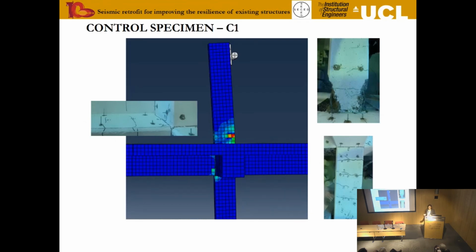With the first control specimen, C1, which is the non-seismically designed structure with slab and transverse reinforcement, we see that our prediction from the numerical model realized itself in the lab. We got concentrated damage in the column ends at the top there, very little damage at all in any of the beams.